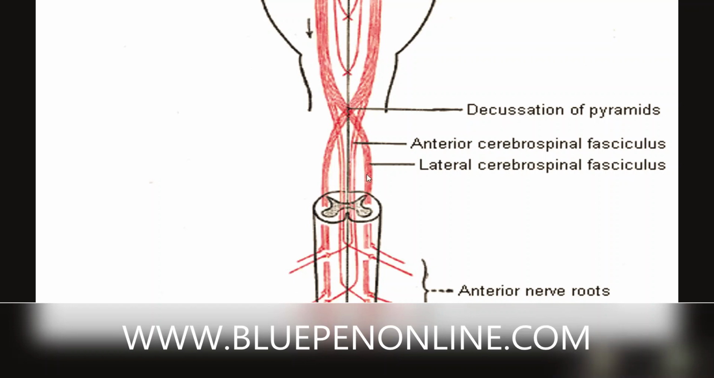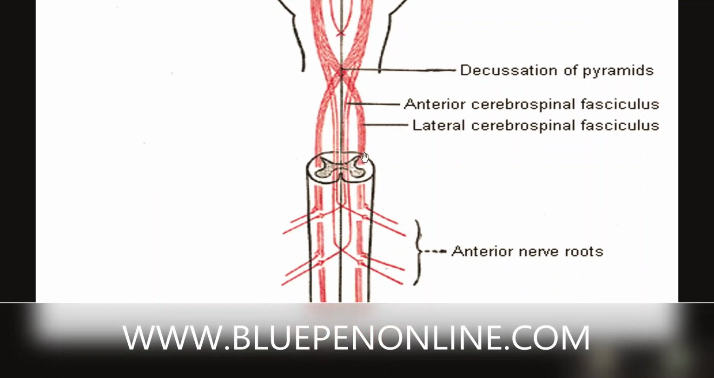It is called cerebrospinal or corticospinal tract. We can term it either way. So the crossed ones form the lateral corticospinal tract. That means they pass through the lateral funiculus of the spinal cord, whereas the anterior corticospinal tract will pass through the anterior funiculus of the spinal cord.